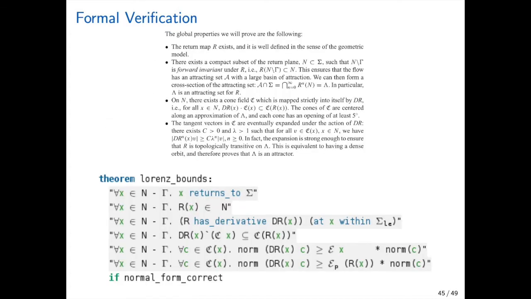Yeah, I think I could end this talk here by repeating the formal statement, which is formally deduced from the computations I've done in Isabelle. It says that, corresponding to whatever Tucker has used there, the return map is defined. The return map actually returns. It has some derivative. This derivative maps cones into itself, and there are also bounds on the expansions. Under the assumption that this normal form at the origin is correct. I think that's it. Thanks. Thank you.